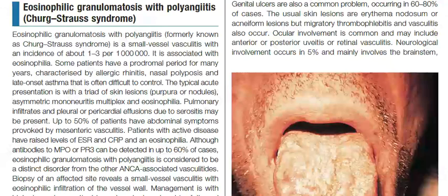Eosinophilic granulomatosis with polyangiitis, Churg-Strauss syndrome. Eosinophilic granulomatosis with polyangiitis, formerly known as Churg-Strauss syndrome, is a small vessel vasculitis with an incidence of about 1 to 3 per 1 lakh. It is associated with eosinophilia.